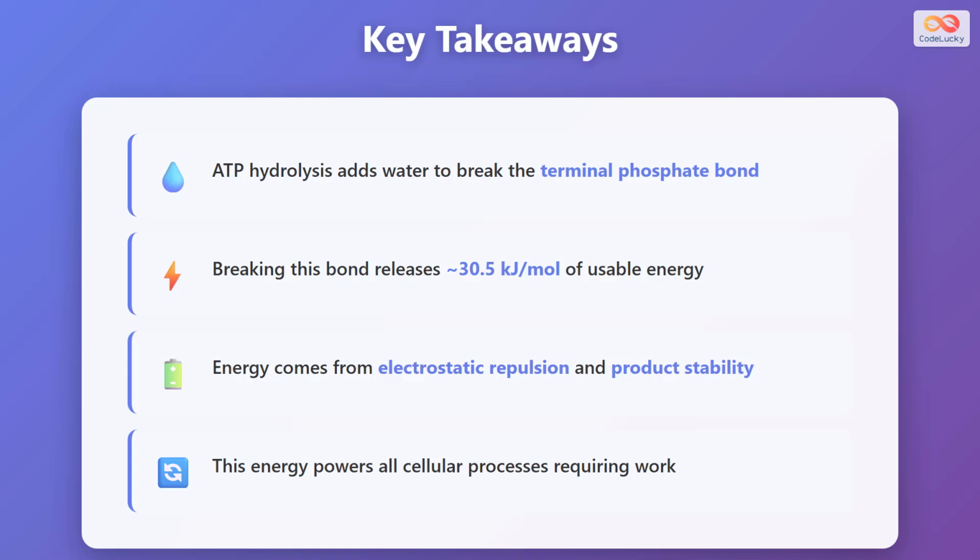Let's recap the key points. ATP hydrolysis is the process of adding water to break the terminal phosphate bond. Breaking this bond releases approximately 30.5 kilojoules per mole of usable energy. This energy comes from 2 sources: the electrostatic repulsion between negatively charged phosphate groups and the greater stability of the products compared to the reactant. Ultimately, this released energy powers all cellular processes that require work, making ATP hydrolysis absolutely central to life.